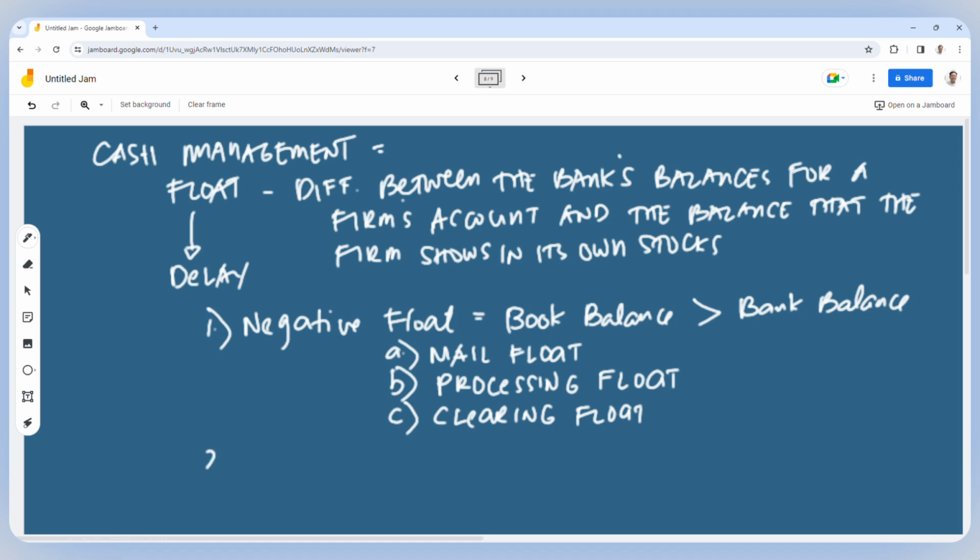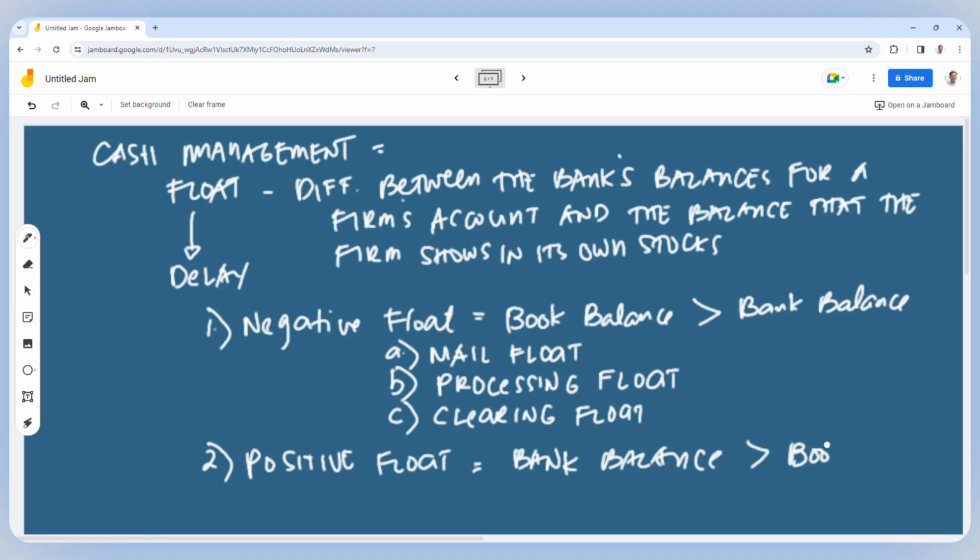Okay. We have also here tinatawag nating positive float. Okay? So, what do you mean naman of positive float? Ito naman class, the bank balance ay baliktad, no? Yung bank balance natin naman ay mas malaki sa ating book balance. Okay, ano ibig sabihin naman nito class, no? Ano yung mga sample, no? Checks written issued by the firm that have not yet been cleared. Okay? So, checks written issued by the firm but hindi pa na-clear ng bangko. Di ba yan yung mga outstanding checks?